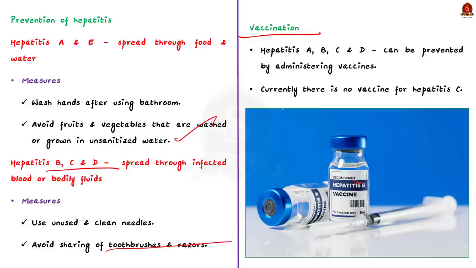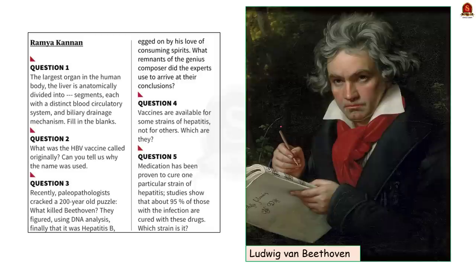Now with these accumulated informations, let us try to answer the quiz questions. Look at this first question. The question asks to find the number of segments in the liver. See, as hepatitis is related to liver inflammation, this first question about the liver was asked.